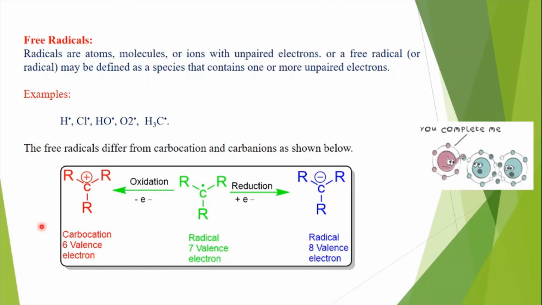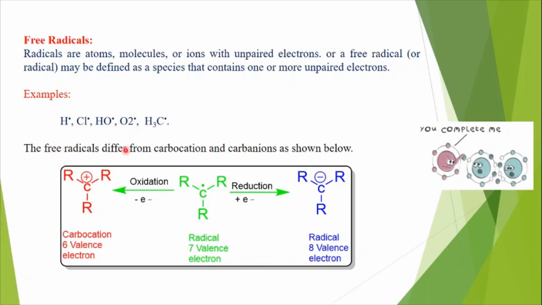Life of a radical depends on its stability and condition of its generation. These species are generally short-lived species and extremely short-lived in a solution, but can have a longer lifetime in a crystal lattice. So the example of some radicals are hydrogen radical, chlorine radical, hydroxy radical, oxygen radical, methyl radical, then again ethyl radical, propyl radical, like this.